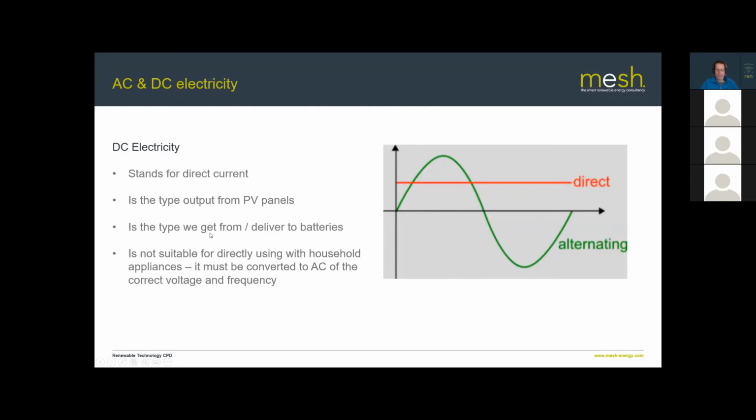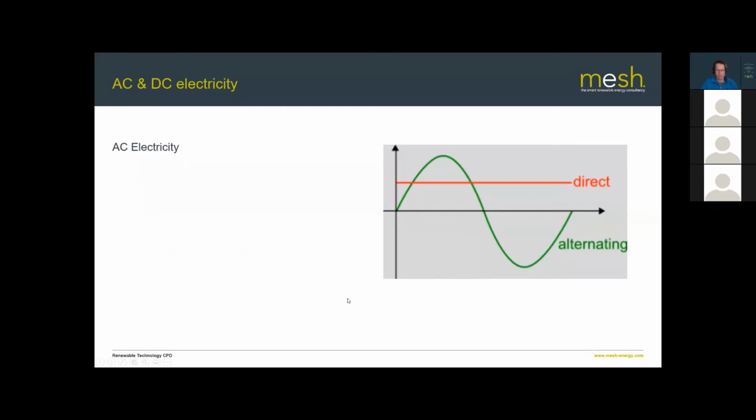And that's what you get out of solar panels, and that's what you need to put into batteries. And it's also what you get out of batteries as well. But what we get from the mains is alternating current, which is this green line here, and that means that the voltage fluctuates. And in the UK, we will see 50 hertz, so 50 fluctuations of this voltage per second. So from a peak voltage up here to the minus peak voltage down here, and that's what you actually use in your household appliances.